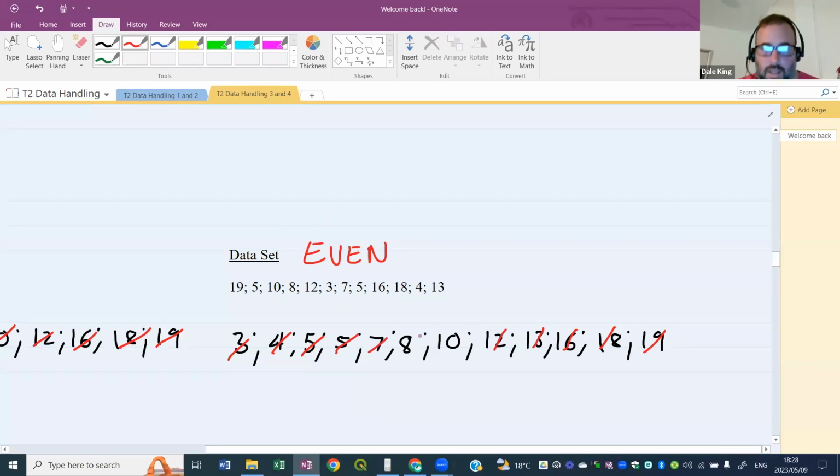Now I find there's two numbers in the middle. If I cross them both out, I don't have a median. You mustn't do that. You stop when you've got one or two numbers in the middle. Okay, so there's two numbers in the middle.